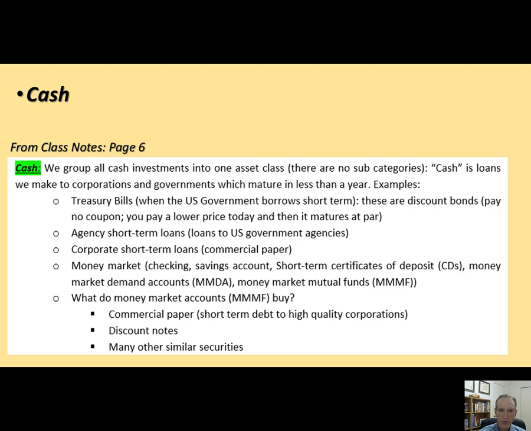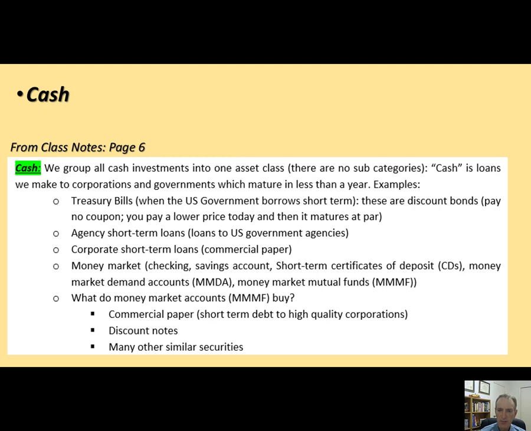But cash is loans to corporations and governments that mature in less than 1 year. So examples of those would be Treasury bills. You know with Treasuries, there are Treasury bills, Treasury notes, and Treasury bonds. I don't think there's a big deal making the distinction between bonds and notes. But Treasury bills, anytime you see the word bills, that means the very short-term debt that the U.S. government has. So when the government borrows short-term, the Treasury bills, they are discount bonds.